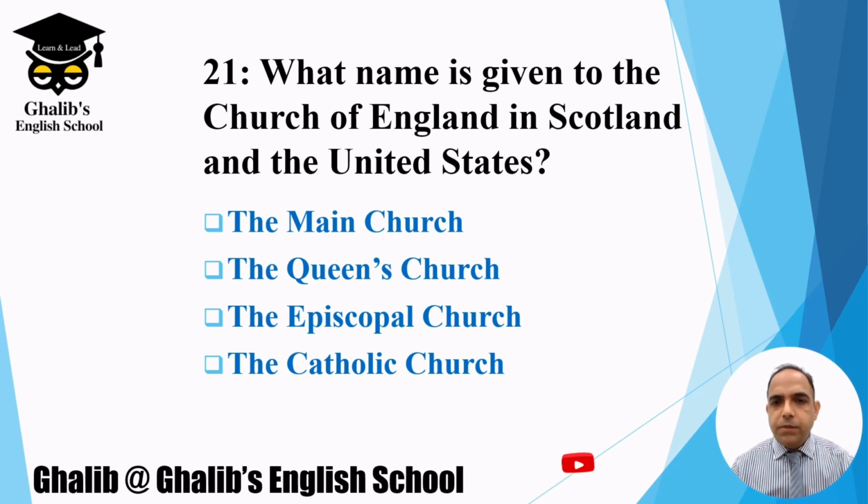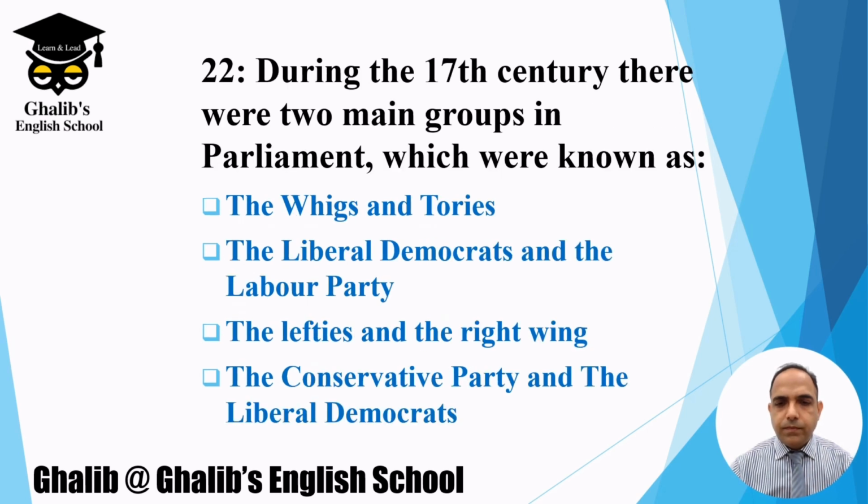21. What name is given to the Church of England in Scotland and the United Kingdom? That's called the Episcopal Church. During the 17th century, there were two main groups in Parliament. Were they known as Tories and Whigs, Liberal Democrats and Labour Party, the lefties and the right wing, or Conservative Party and the Liberal Democrats? They were known as the Whigs and Tories.